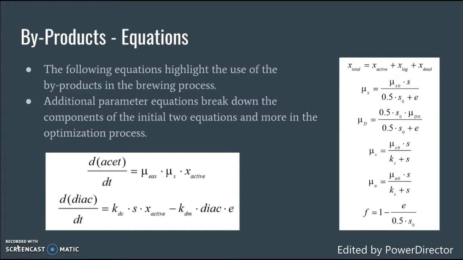Some of the other equations explain the fermentation inhibitor factor, the specific rate of latent fermentation, substrate consumption rate, and specific yeast growth rate. All of these are factors that are important to the overall brewing process.